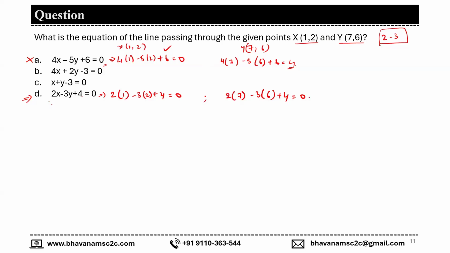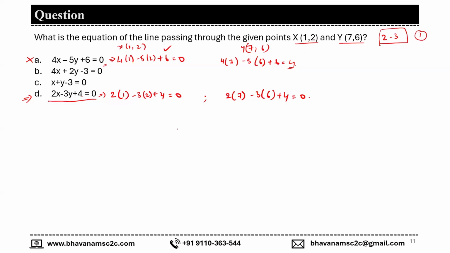It means that D is the only line that is passing through both the given points, which are (1, 2) and (7, 6). Are we good? So this is one way of solving the problem. Just substitute the given points into the given equation. If any line is passing through the given points, then the points have to satisfy that equation.